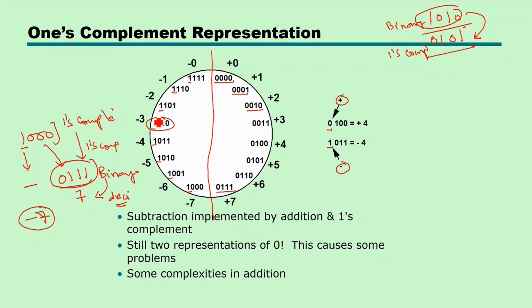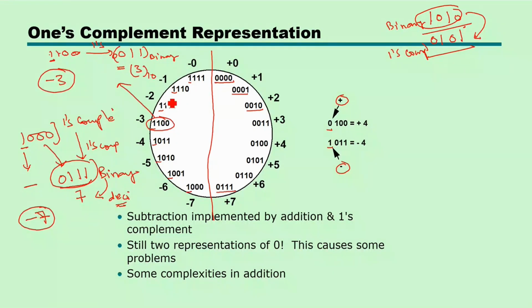Similarly, consider this one, 1 1 0 0. The MSB is 1. That means surely it is a negative number. But its magnitude will be given by converting this number to its 1's complement. So we take the 1's complement of this number: 1 will be 0, 1 will be 0, 0 will be 1, and 0 will be 1. So it is 0 0 1 1. This is in binary, and its decimal equivalent is 3. So now its value is minus 3.